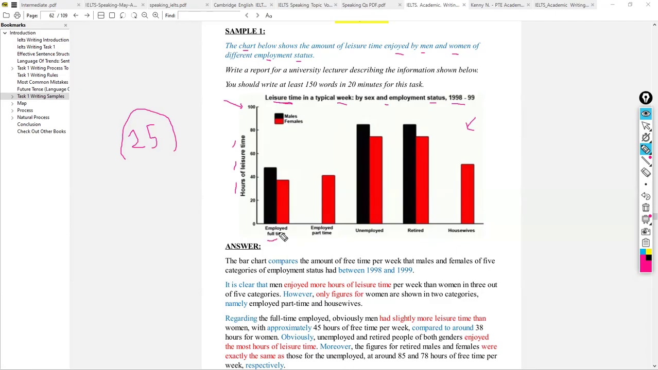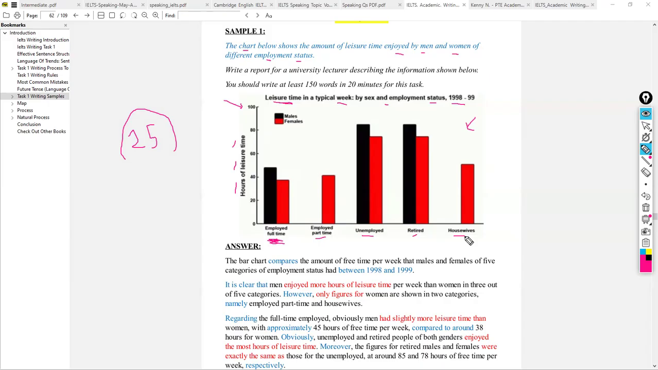And here we have what? Employed full-time, the people who are working or having a full-time job, for example. Employed part-time, people who are employed or take part-time jobs. Unemployed people, retired people, housewives.